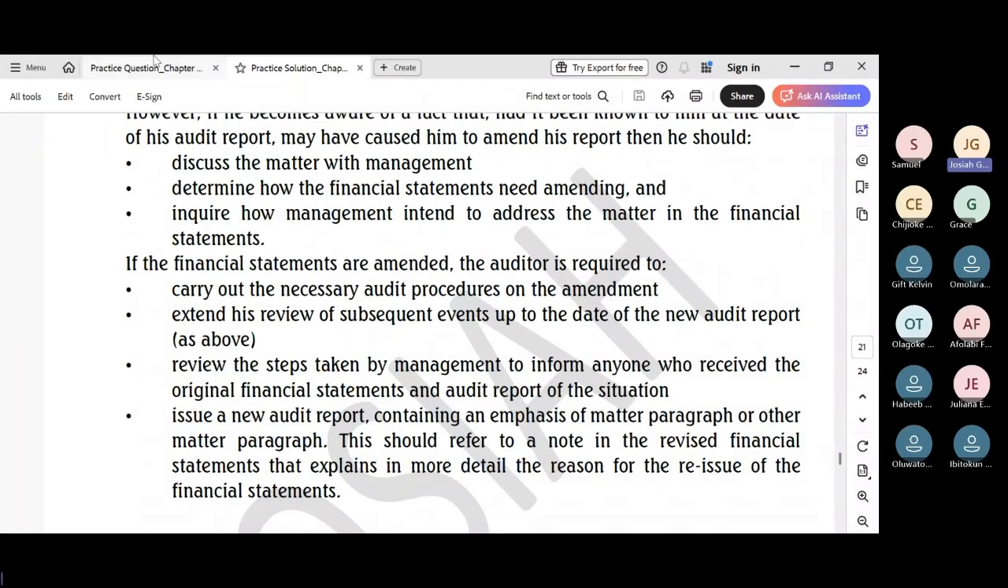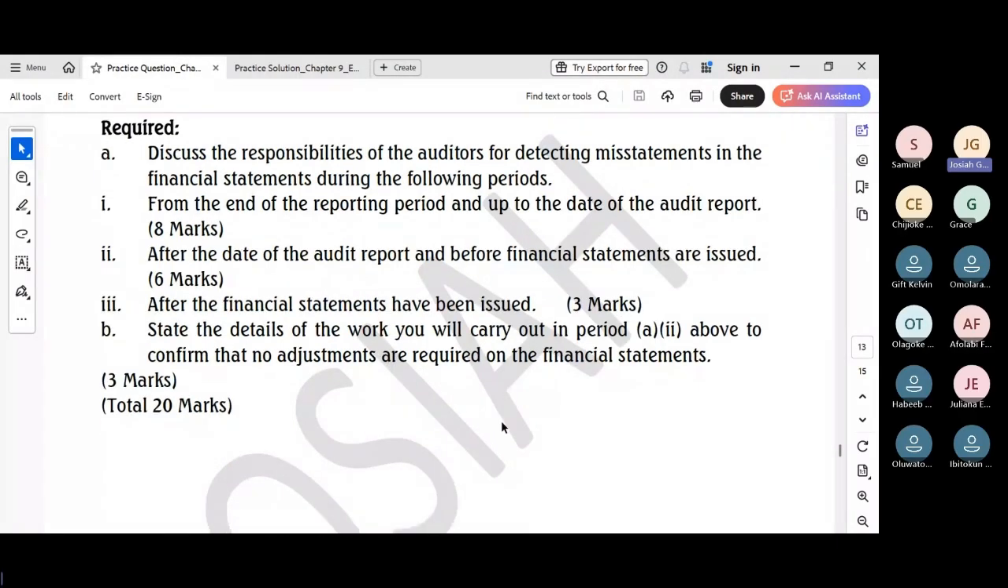Okay, so for the B part, state the details of work you carry out in period A2 above to confirm that no adjustments are required on the financial statements. Okay, so for this B part, it's 3 marks. What do you write? You need to state the procedures to confirm that non-adjusting events are properly disclosed. And this is IAS 10's requirement. So how do you write that? Focus your answer on the disclosure requirements for material non-adjusting events as defined in IAS 10. So the 3 required points are the 2 items that must be disclosed and the specific type of event.